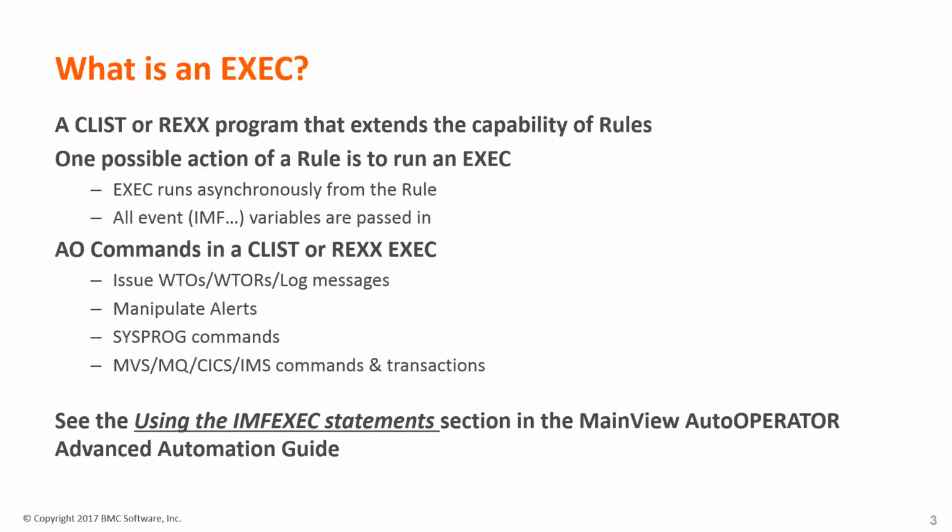What is an exec in the context of AutoOPERATOR? Well, an exec can either be a C-list or a REX program, and what it does is it extends the capability of the rules. One thing you might want to do from a rule is just to run an exec. So when a rule invokes an exec, it runs asynchronously from the rule. So you can't assume that the rule will process either before or after the exec completes. When you do invoke an exec from a rule, all of the event variables will be passed to the exec.